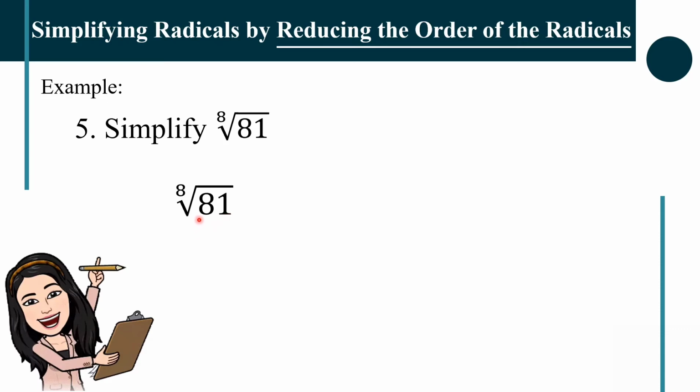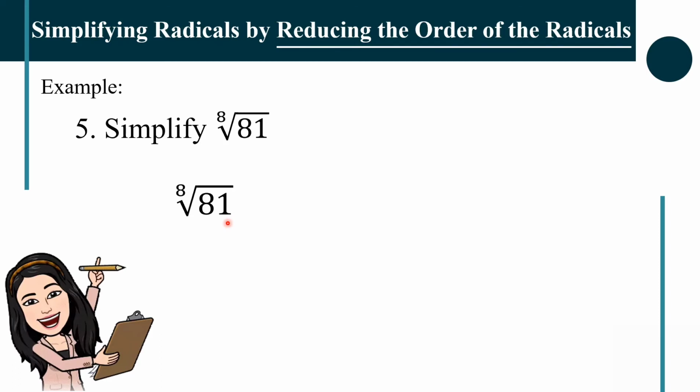If you notice, our radicand is equal to 81. And we know that 81 is a perfect square. Right? It is a perfect square because 9 times 9 is equal to 81. Is it a perfect fourth root? Yes, it is a perfect fourth root since 3 times 3 times 3 times 3 is equal to 81.